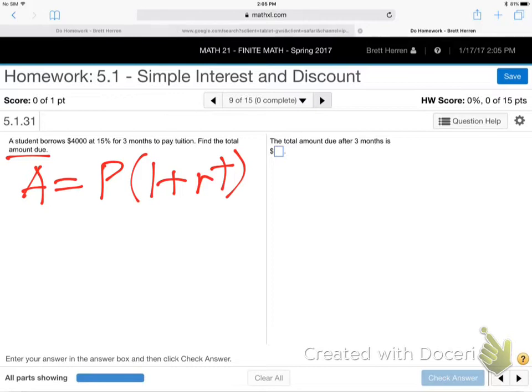Okay, so A equals P times (1 plus RT). Take it from there and see what you can do. You can identify what the different parts are. Feel free to compare with those around you.